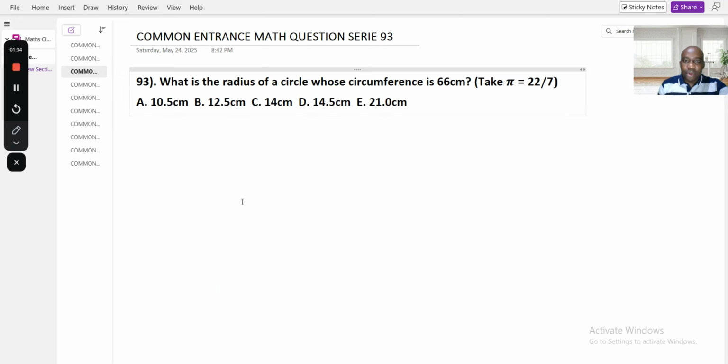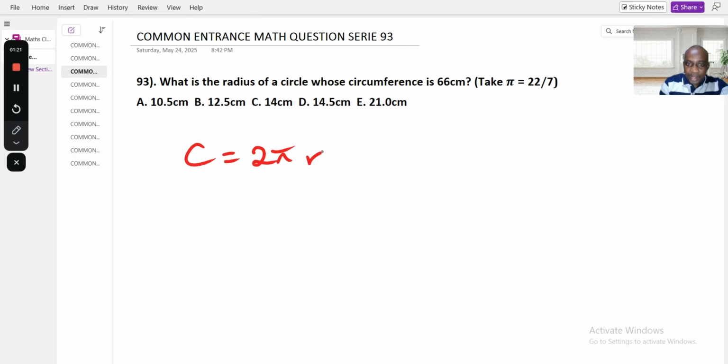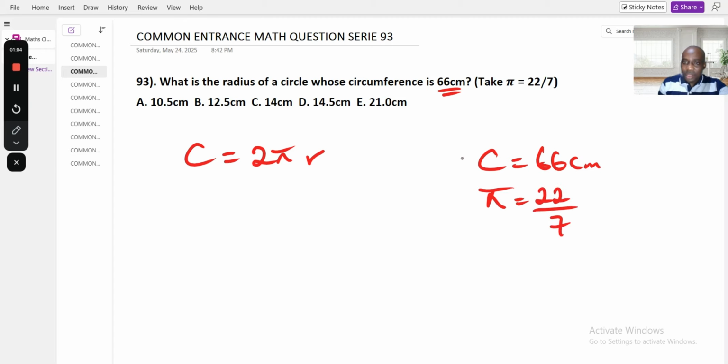What is the radius of a circle whose circumference is 66 centimeters? What is the formula for the circumference of a circle? Circumference of a circle is 2 pi r. The question has given us the circumference, which is 66 centimeters. Pi has been given to us as 22 over 7. What is our radius? That's what the question asks us to look for.